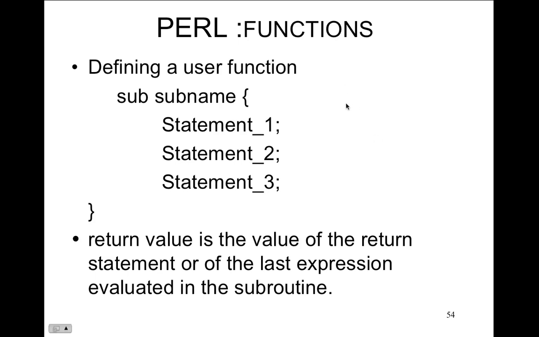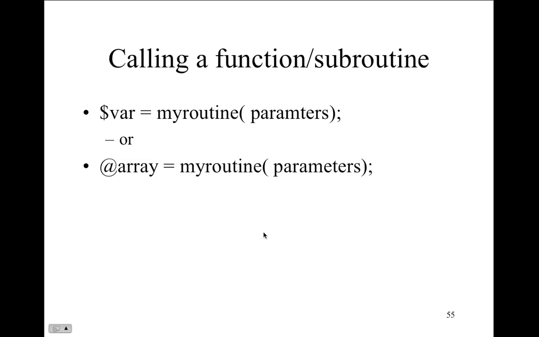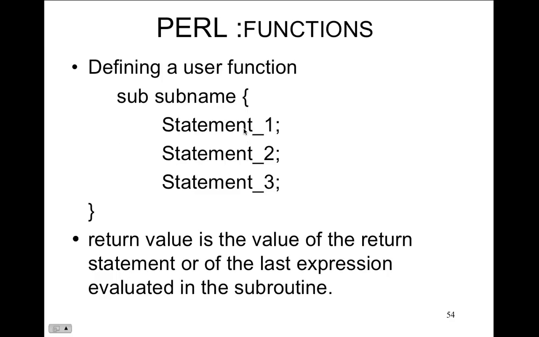So. Define a user function. We have a sub with a sub name, statement 1, 2, 3. It returns the value if the value is the return statement or the last expression evaluated by the subroutine. So calling a function, a subroutine, here we have the value is equal to my routine parameters, or as an example here, the @ which is the array is equal to my routine. My routine is the sub function, and we have parameters. This is very C. It is C, actually. It's the same way of calling a function, but here we're using sub instead of, some languages actually use the word function, but it's not necessarily a function. It's a subroutine.